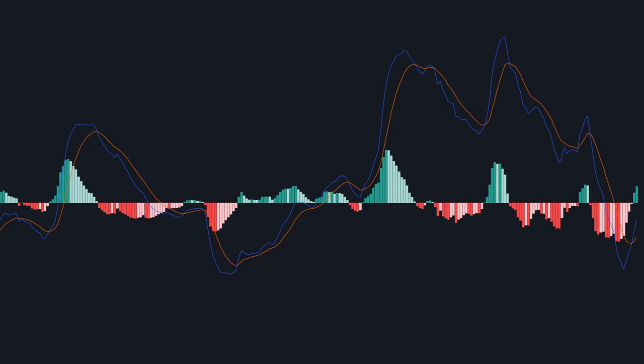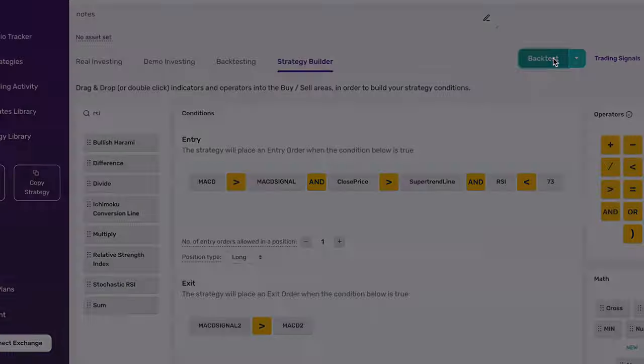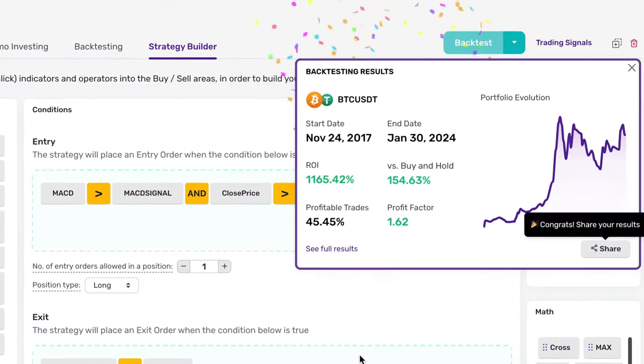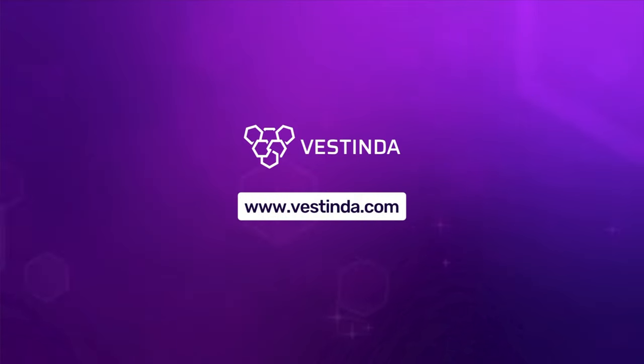From mastering the MACD basics, we've evolved into crafting a killer strategy with Vestinda Strategy Builder. Remember, trading isn't a static journey. Keep refining your strategies, keep experimenting with different indicators. Happy trading and stay profitable.